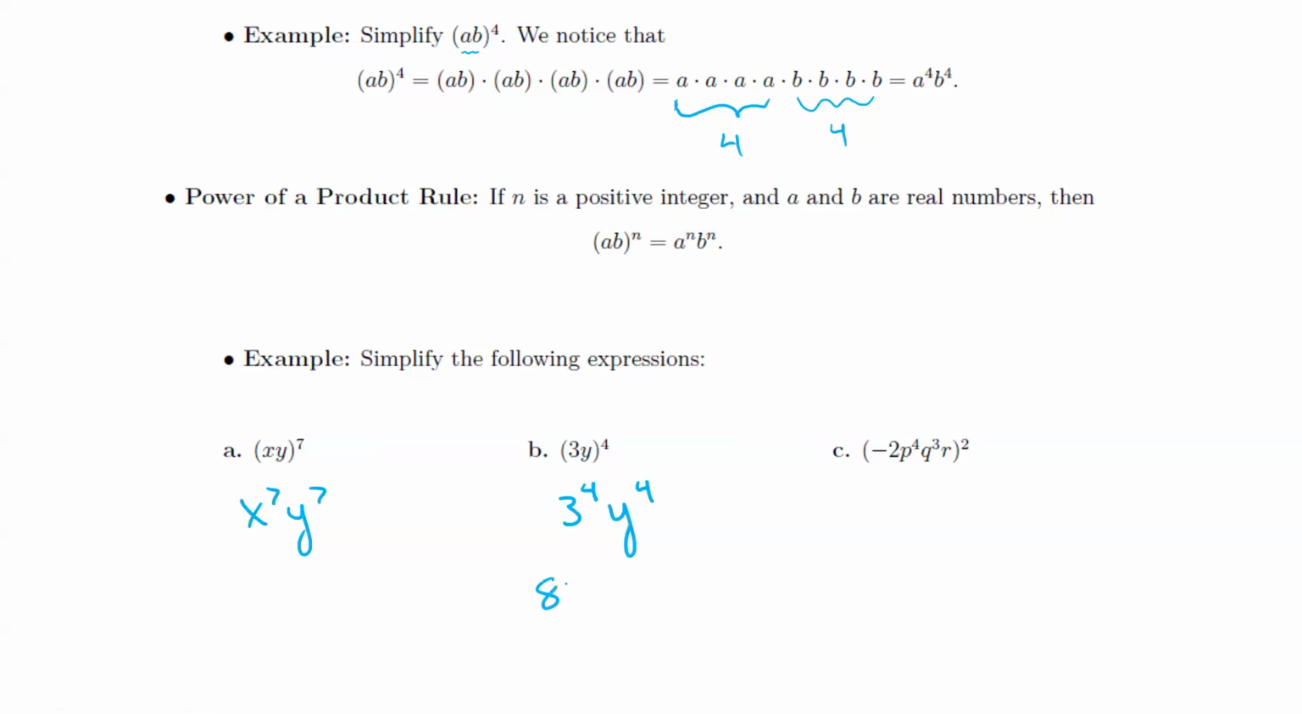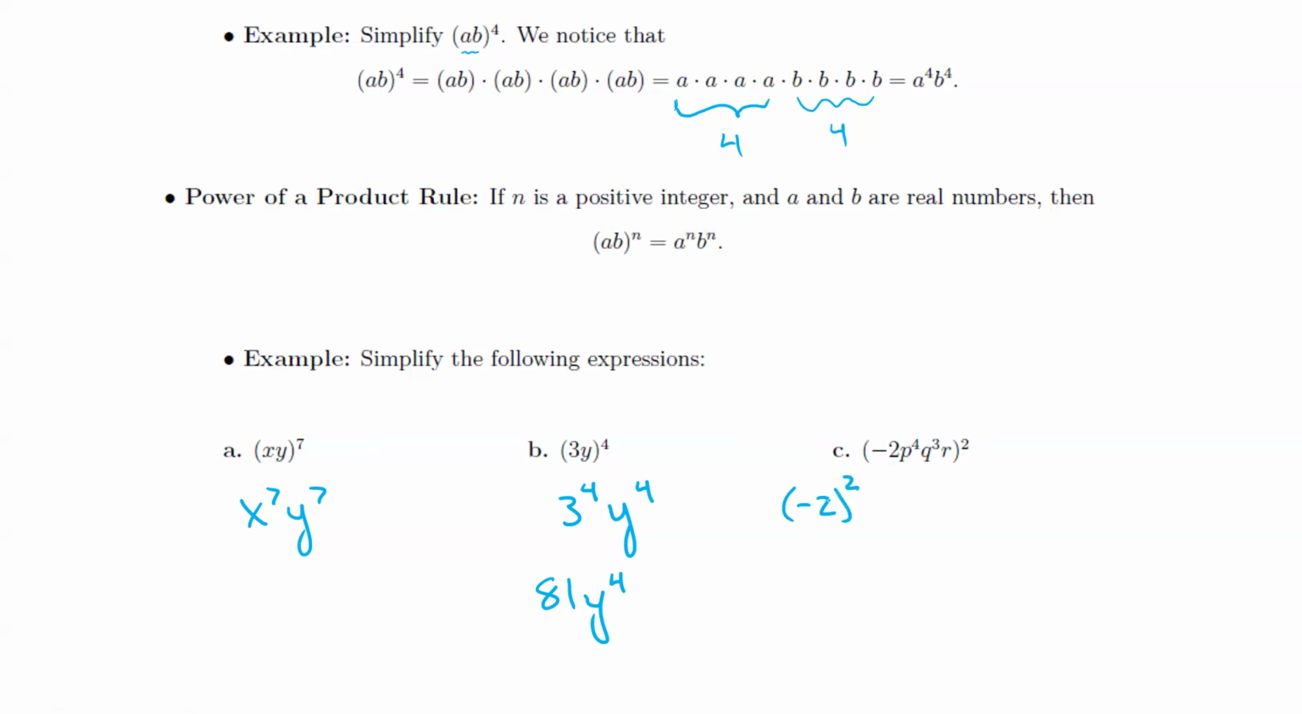So 81y to the fourth is the simplified version of that. And then that last one, let's be real careful here. You're applying this 2 to everything, including the negative 2. So don't just raise 2 to the second power and turn it into 4 immediately.